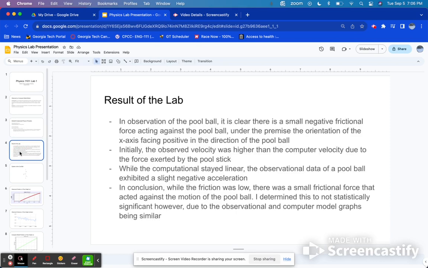The result of the lab. In observation of the pool ball, it is clear there is a small negative frictional force acting against the pool ball, under the premise that the x-axis is oriented in the positive direction. Initially, the observed velocity was higher than the computer velocity due to the force exerted by the pool stick. While the computation stayed linear, the observational data of the pool ball exhibited a slight negative acceleration. In conclusion, while the friction was low, there was a small frictional force that acted against the motion. I determined this is not statistically significant, however, due to the observational and computer model graphs being similar.